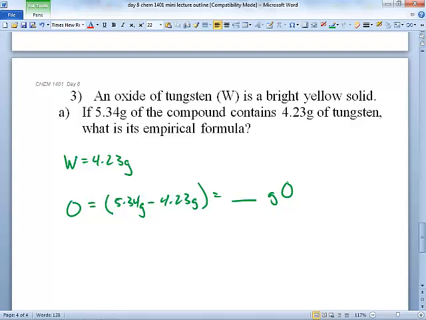Okay, so now convert it to moles, and convert the grams of tungsten to moles. Divide through by the smallest.